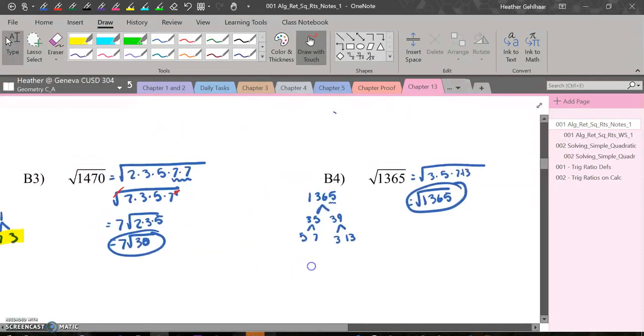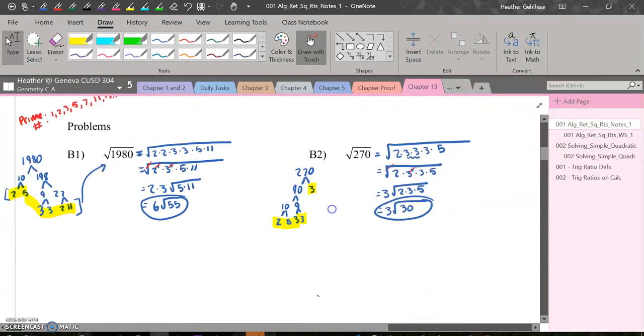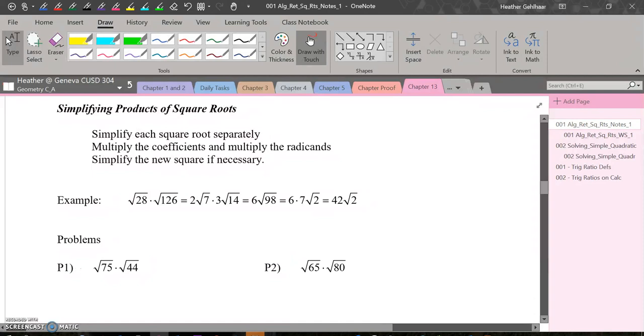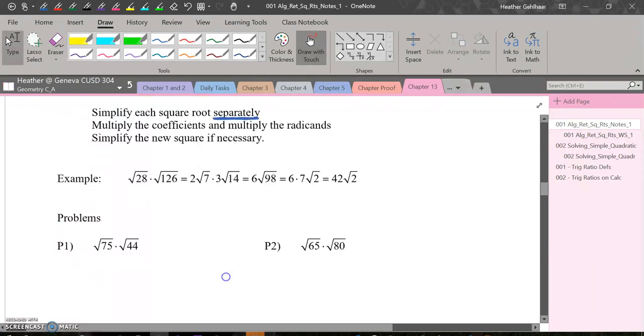Okay, that is it for just simplifying square roots. Now let's go to the next page here. So now we're going to simplify products of square roots. Same exact concept, except now we're going to simplify each square root separately. So we're going to do it all separately. You can do it combining it. You're just going to have bigger numbers. Work smarter, not harder. So let's keep everything separate so we can have our numbers nice and small.